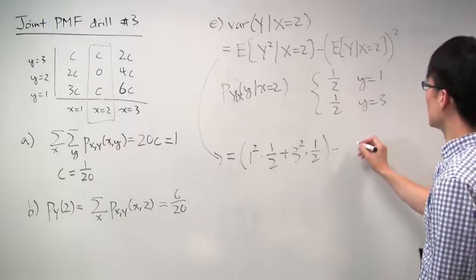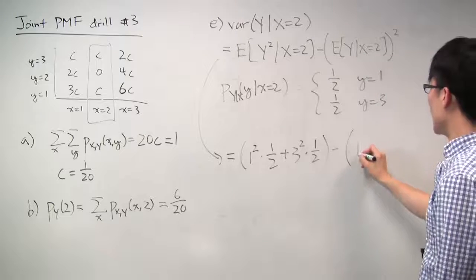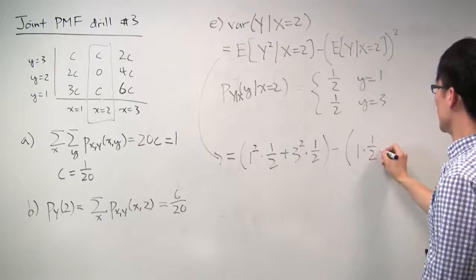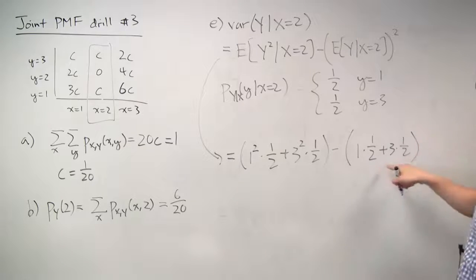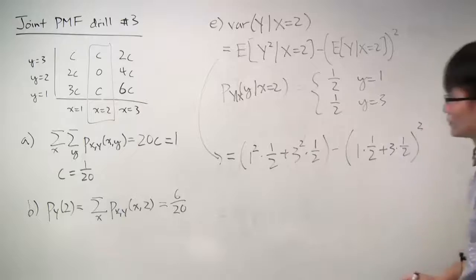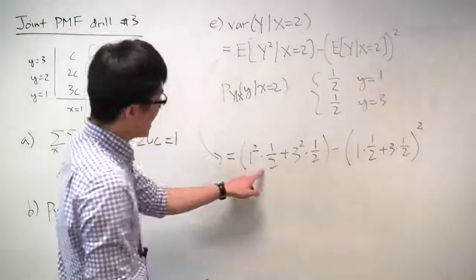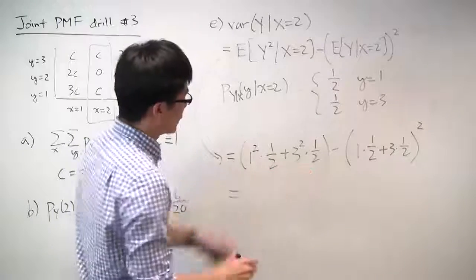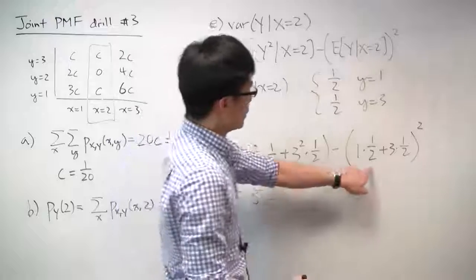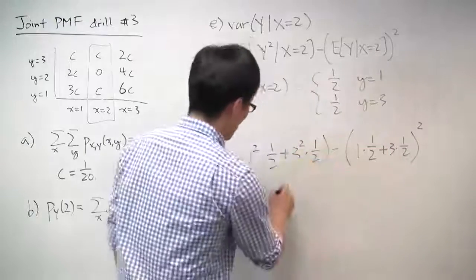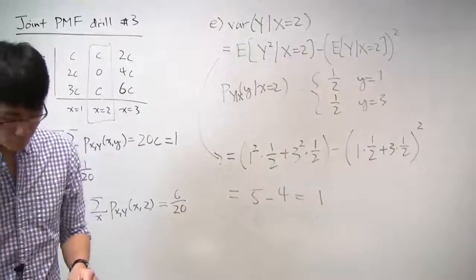Now the second term: y can be 1 with probability 1/2, and it can be 3 with probability 1/2. That gives you the conditional expectation, and then you square it. So what do we end up with? We get 1/2 plus 9/2, which gives us 5. And you subtract out 2 squared, which is 4. So it turns out the conditional variance in the end is 1.